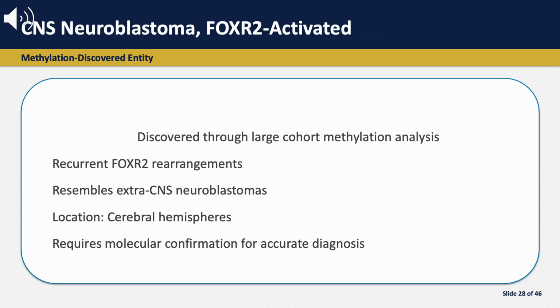CNS neuroblastoma, FOXR2 activated, was discovered through large cohort methylation analysis of embryonal tumors when recurrent FOXR2 rearrangements were identified in tumors resembling extra-CNS neuroblastomas. Tumors typically arise in the cerebral hemispheres or subventricular locations, and the prognosis is not well characterized. FOXR2 alterations are generally not covered by most existing next-generation sequencing methods, necessitating methylation analysis for confirmation.